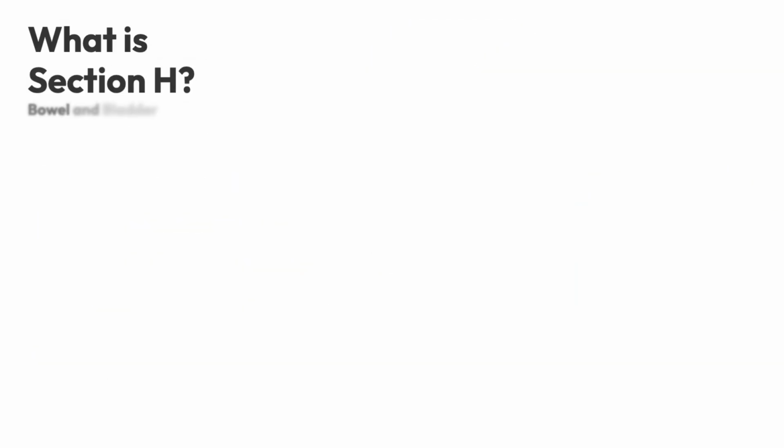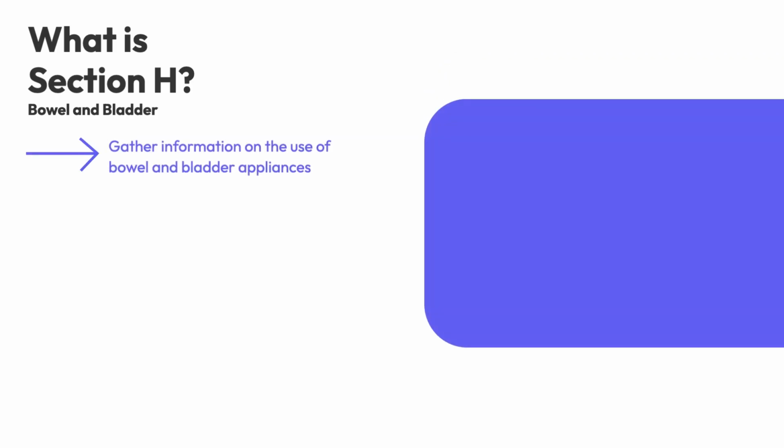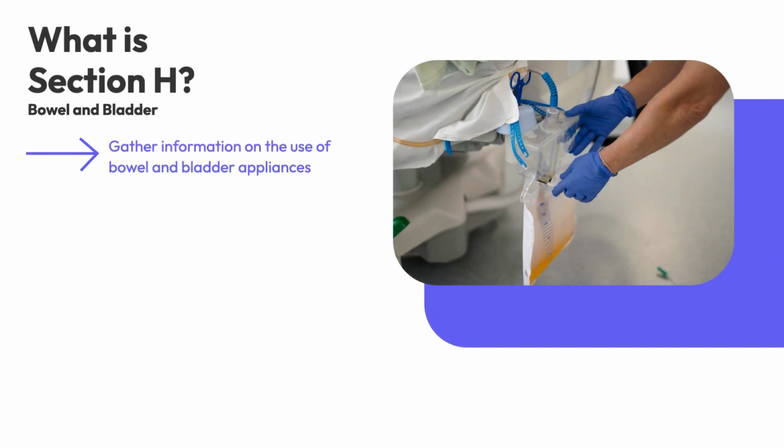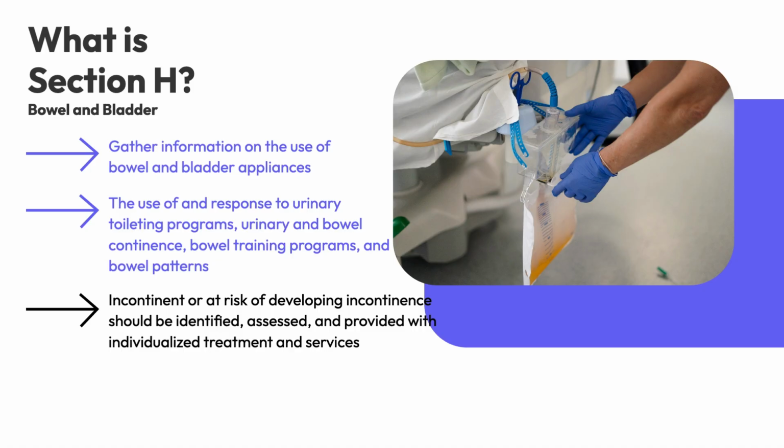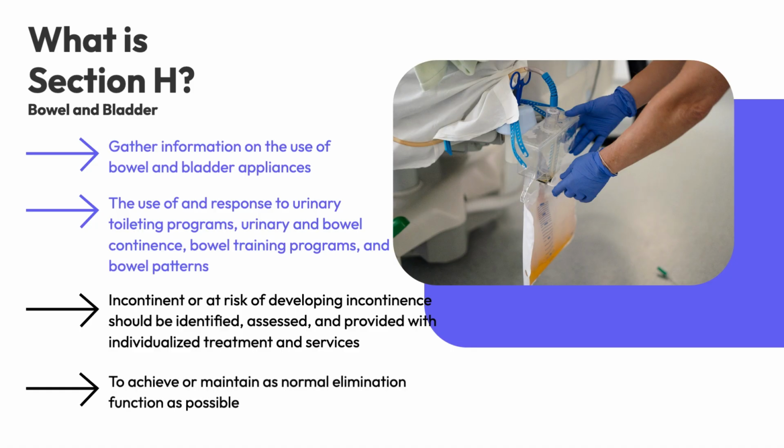The intent of the items in this section is to gather information on the use of bowel and bladder appliances, the use of and response to urinary toileting programs, urinary and bowel continence, bowel training programs, and bowel patterns. Each resident who is incontinent or at risk of developing incontinence should be identified, assessed, and provided with individualized treatment and services to achieve or maintain as normal elimination function as possible.